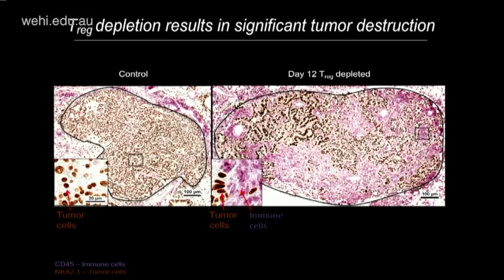So Tregs clearly are controlling the immune response in this setting, and we think, therefore, that there's some potential, if we can figure out how to do specific inhibition of Treg function in the context of a tumor, this might be a new therapeutic avenue for immunoregulation of cancer.